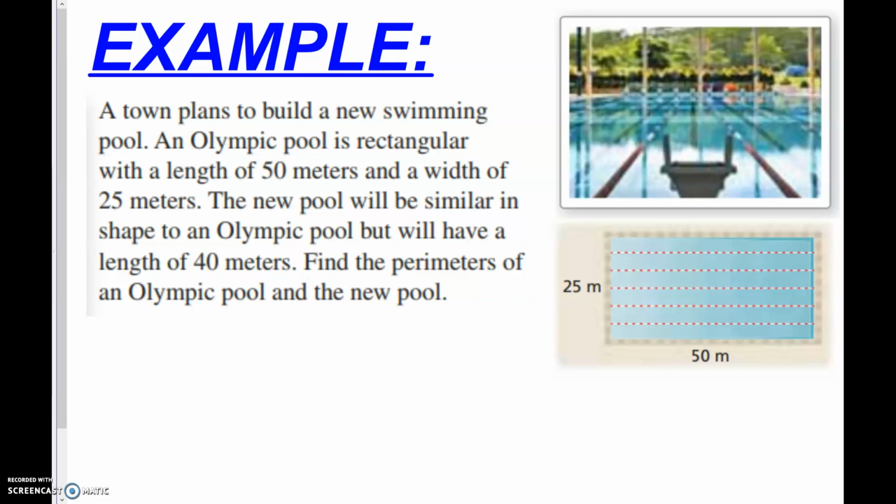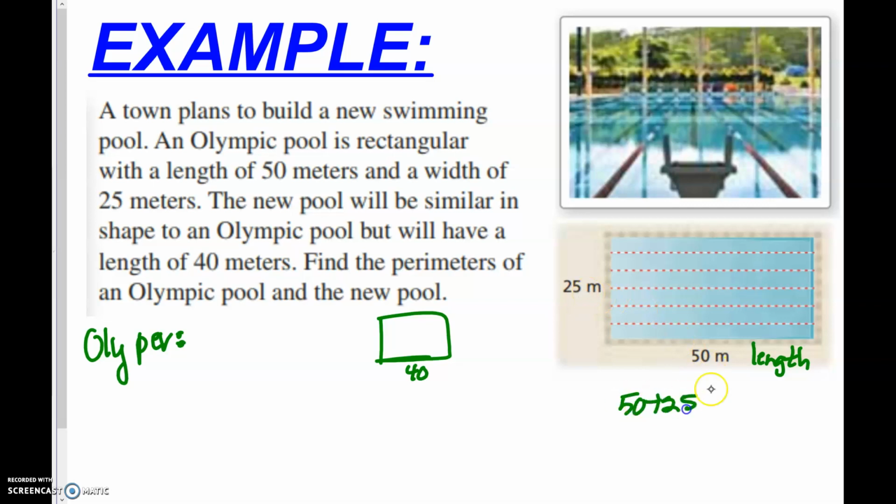All right, a town plans to build a new swimming pool. Olympic pool measurements are 50 meters by 20, so this is your length. And then the new pool will be similar in shape, will have a length of 40. Find the perimeter of the Olympic and the new pool. Okay, Olympic pool perimeter is going to be 50 plus 25, and then double it. So 50 plus 25 is what? 75 times 2. So we get this perimeter to be 150.